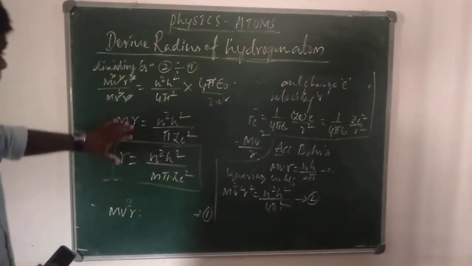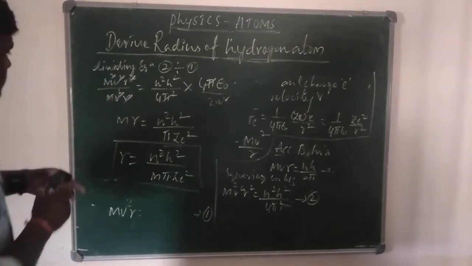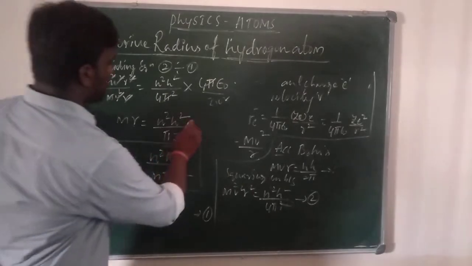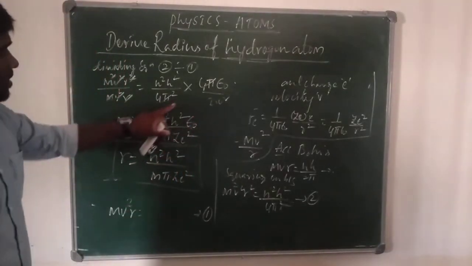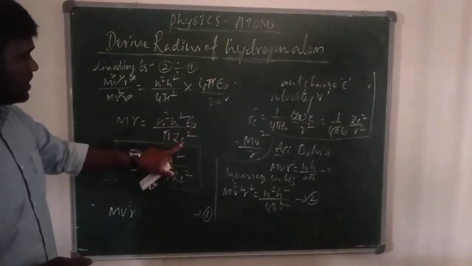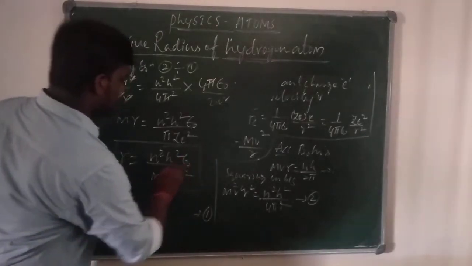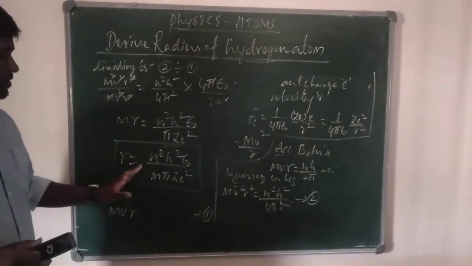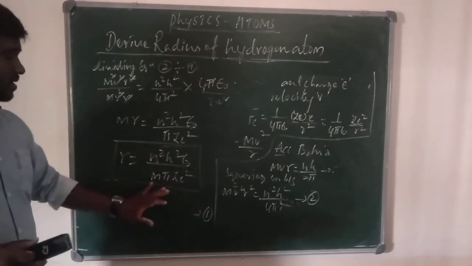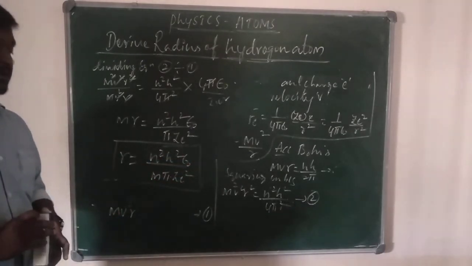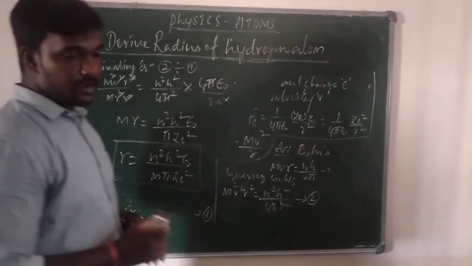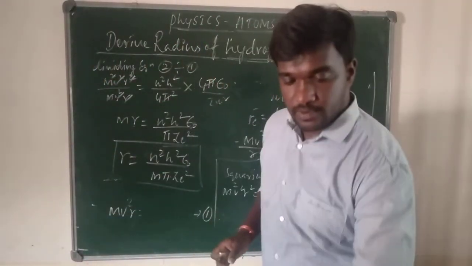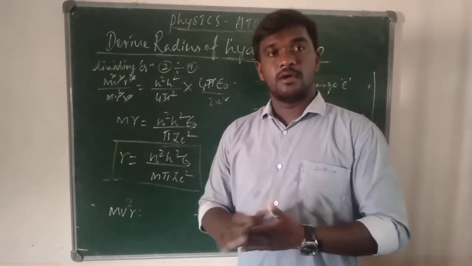So finally we get m r is equal to n square h square epsilon naught divided by pi Ze square. So the radius of the hydrogen atom is equal to n square h square epsilon naught by m pi Ze square. This is the final expression. We got the radius of the hydrogen atom. Do you have any doubts?